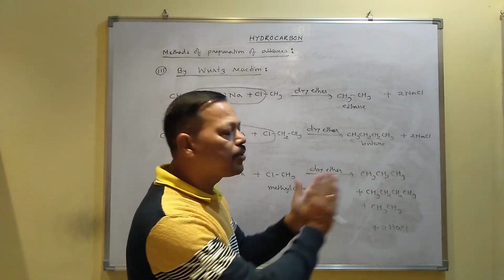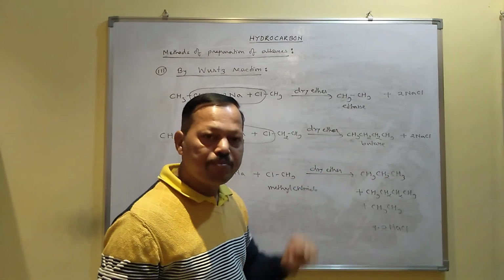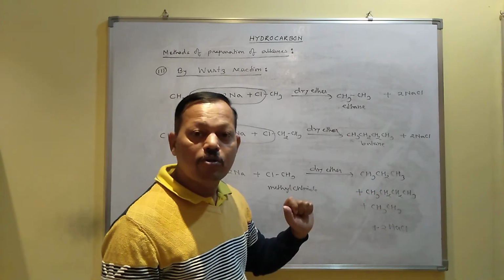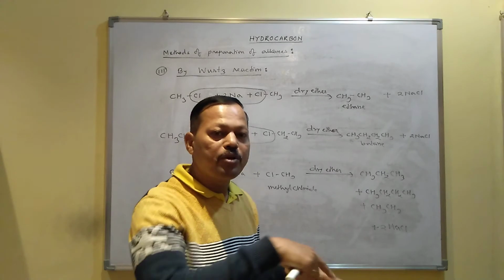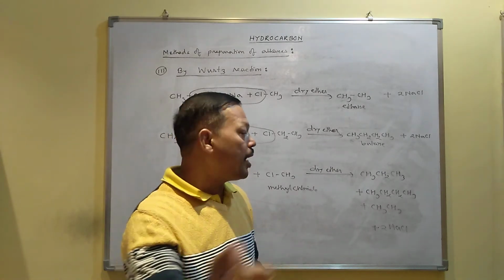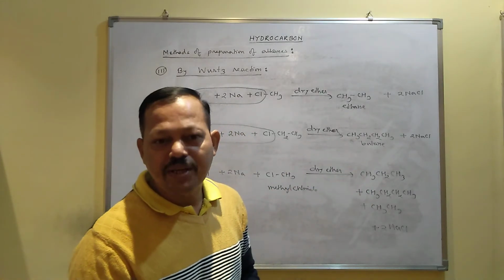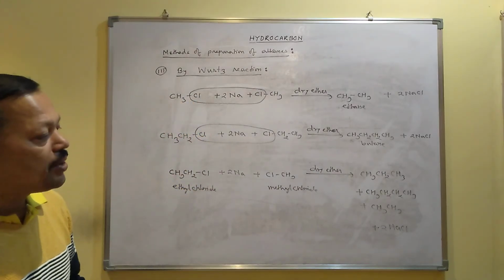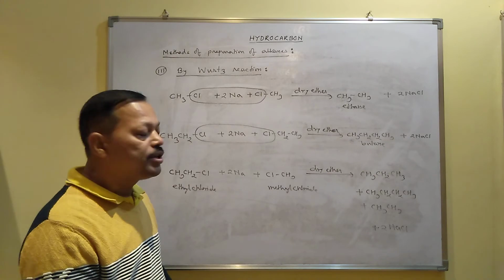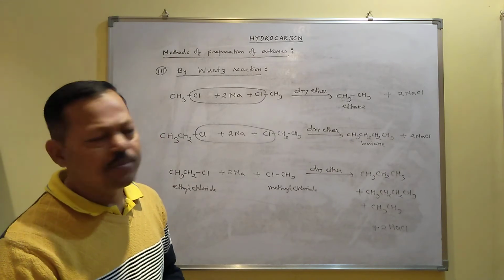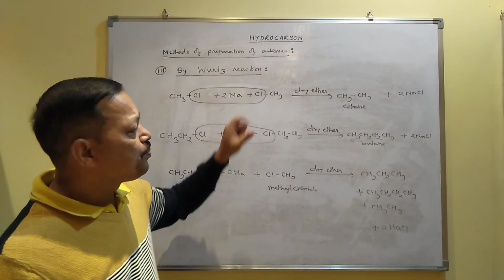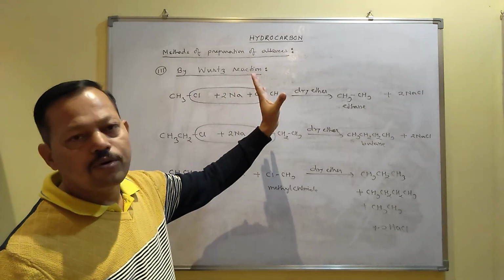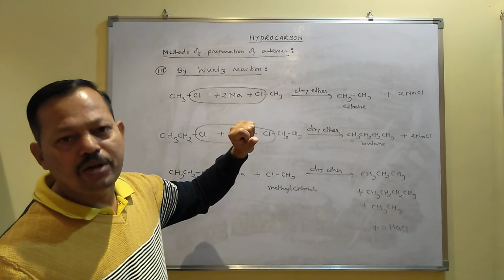Your target is to prepare propane. Yes, propane is produced, but with propane, butane and ethane are also produced, and when they are mixing with each other, it is very difficult to isolate the propane from that alkane mixture. And that is why this method is not suitable for preparing the alkanes which contain an odd number of carbon atoms. And this is the drawback of this reaction. But this reaction is suitable for even-numbered carbon alkanes.